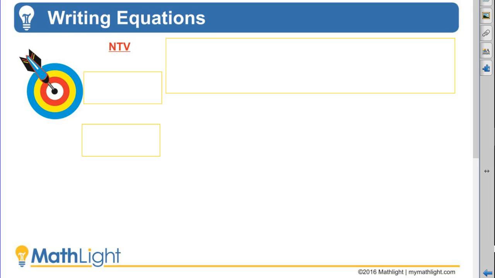In the beginning of math courses, the problems are pretty easy, and it seems like a task that's not necessary, but it'll become more and more important. So NTV, name the variable. Second, remember you're going to look for operational words, things like sum, which would be add, product, multiply. So remember operational words: addition, subtraction, multiplication, division, absolute value, etc.